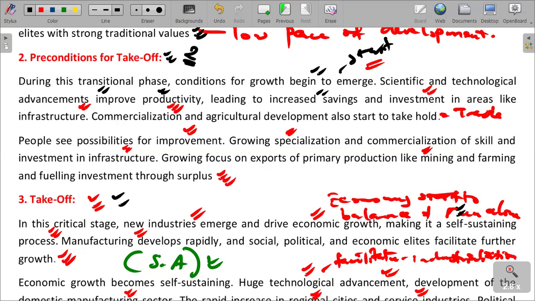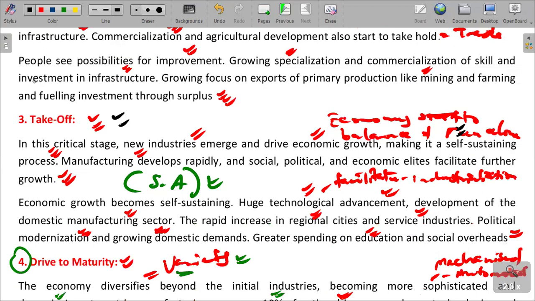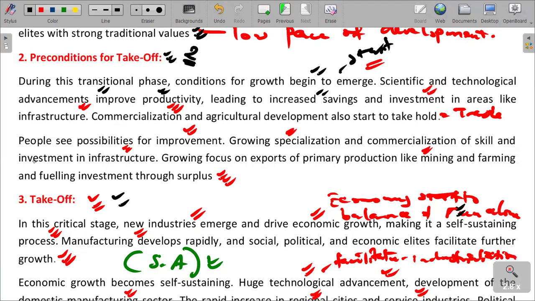There is also a realization for commercialization, where people start selling, and then international trade kicks in, where mineral resources and agricultural produce are being sold on international markets. Therefore, we have got foreign earnings, which is another good characteristic of preconditions for takeoff.